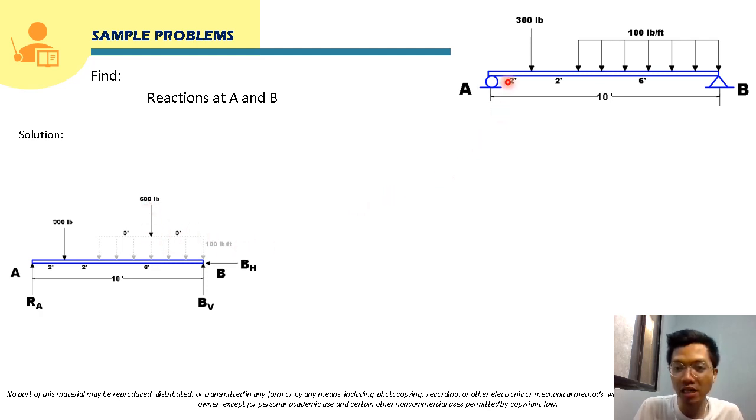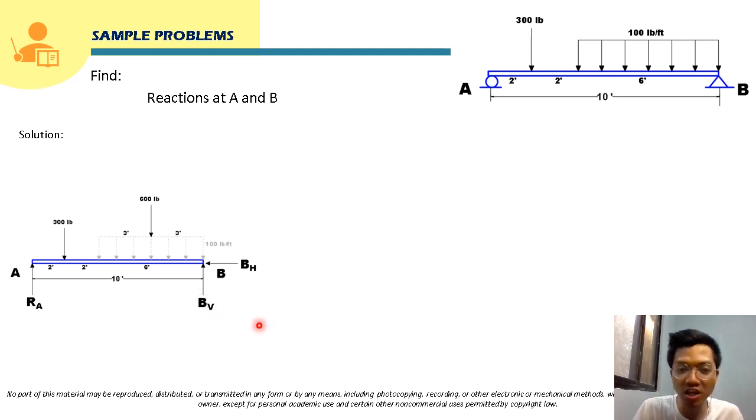now for the reaction forces, at point A we have one reaction force. We will name it RA. At point B, there will be two reactions since this is a hinge. There will be one horizontal reaction, and we will name it BH, and there will be a vertical reaction, and we will name this BV.